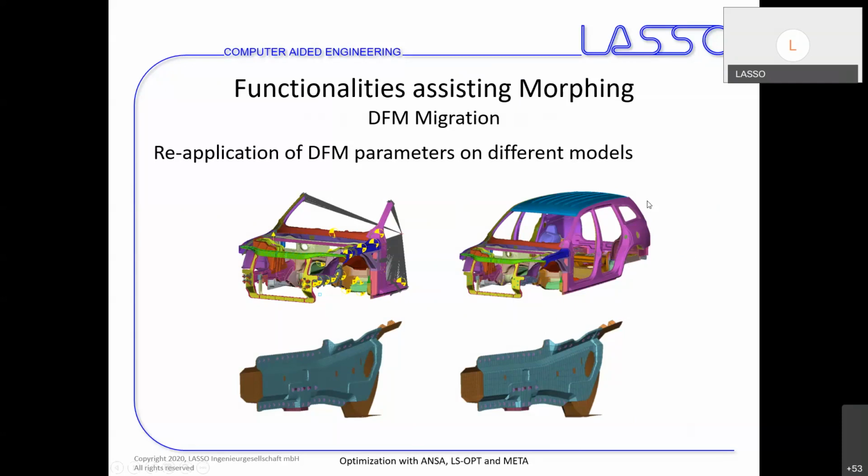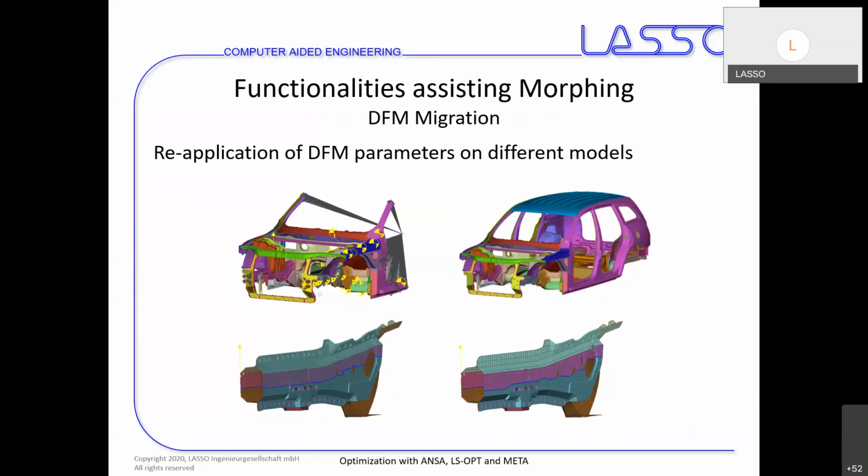We have here, for example, a very fine model on the left side where we applied some DFM morphing, and we want to transfer this DFM morphing and apply it on another discipline model with a coarser mesh, for example. So we can just transfer these areas, origin area, control entities, the morph area, boundaries, to the other model and easily apply the same morphing on the other model without the need to have the definition of this DFM parameter again.